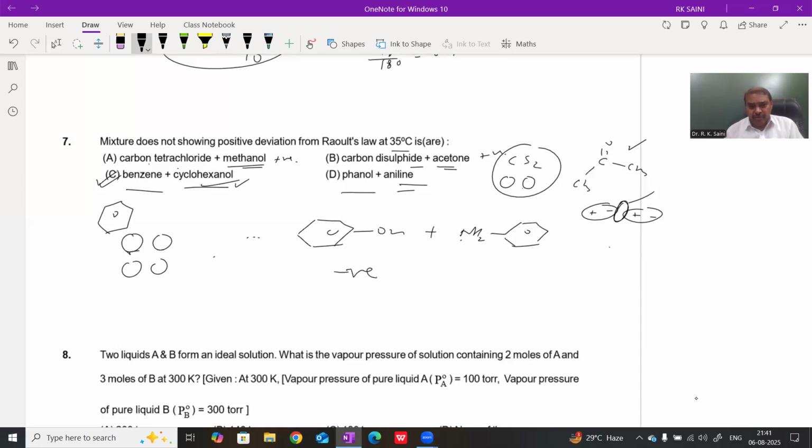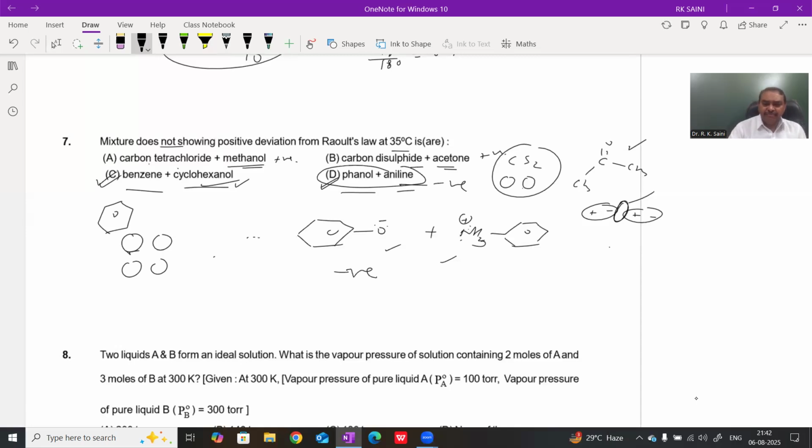Also, phenol is acidic, therefore it loses an H plus ion, and aniline is basic, it gains an H plus ion. Hence an electrostatic force of attraction is generated between both species. Therefore, it shows negative deviation. So the answer will be not positive deviation, it means option D, negative deviation.